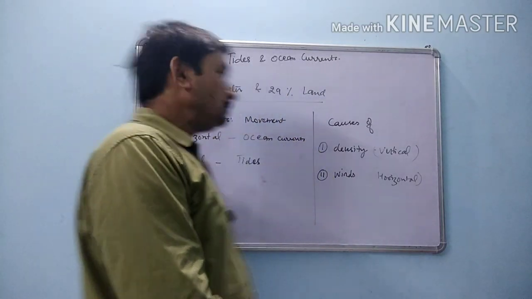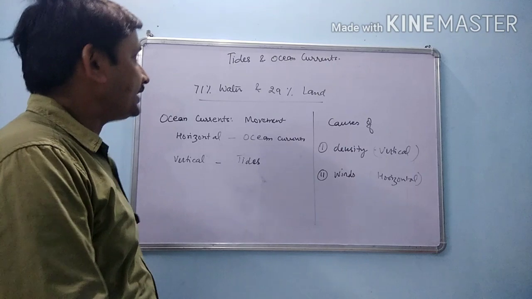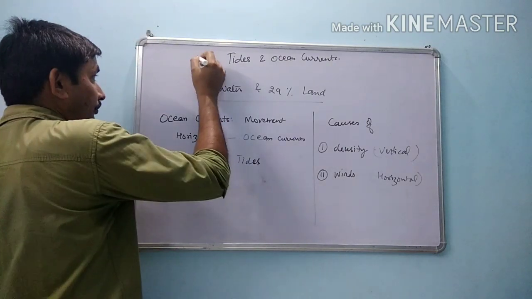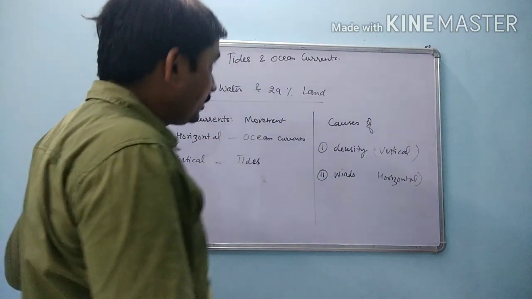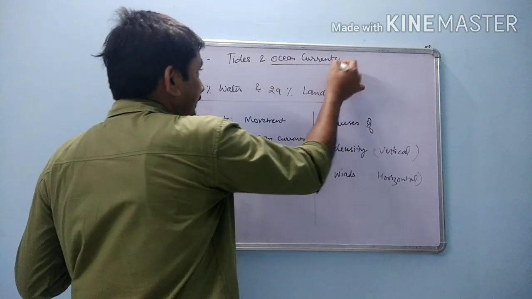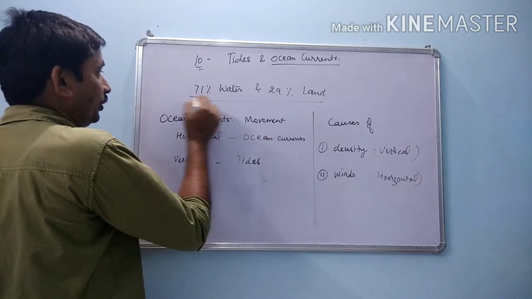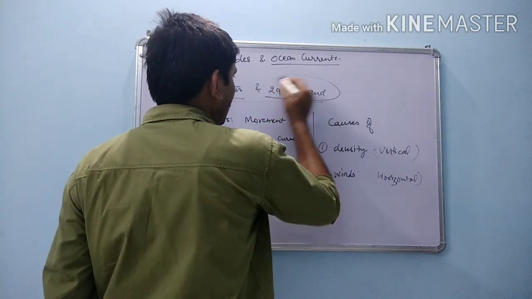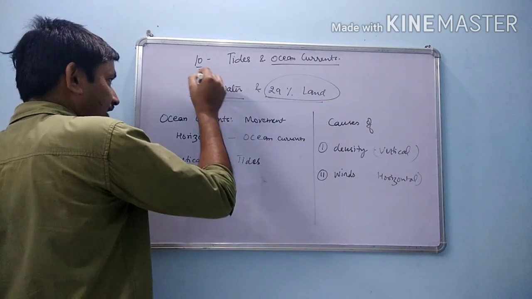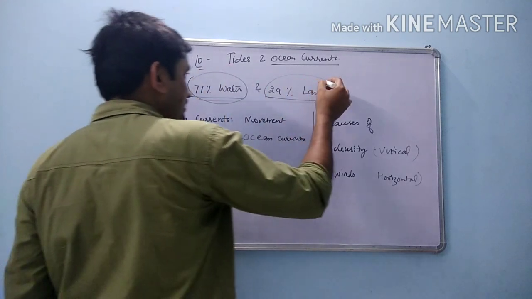Today we will discuss tides and ocean currents. It is the 10th chapter. It is not in the syllabus. So, what is the ocean current? On the Earth's surface there is 71% water and 29% land surface. Means it is ocean and it is continent.